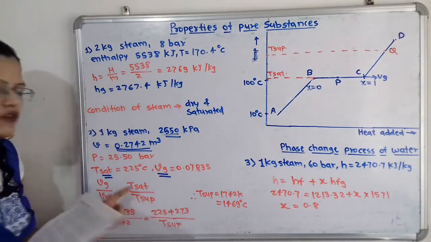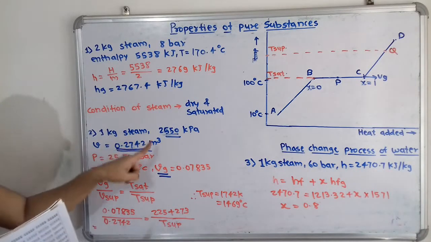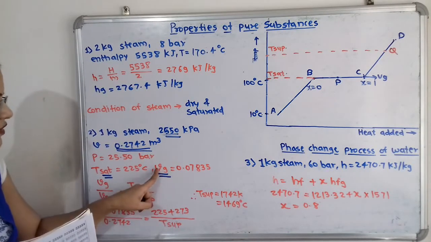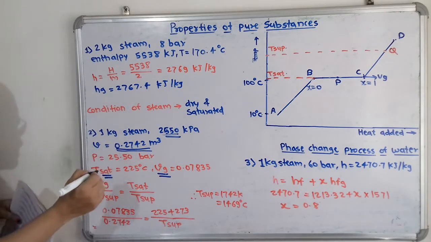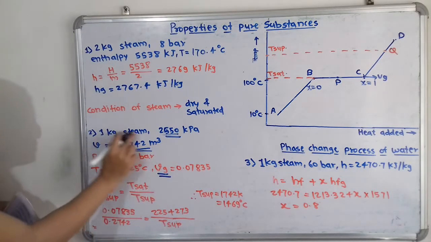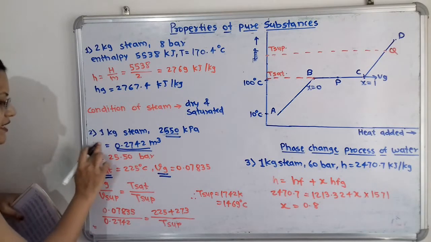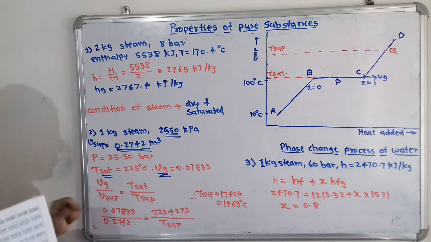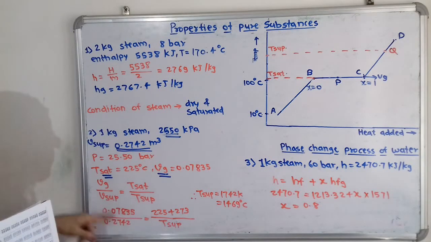So now we will calculate the temperature of the superheated steam. How to calculate? We have the saturated temperature, the specific volume of dry and saturated steam, and this is the volume of superheated steam. When we compare Vg and V, then only we know that this is superheated steam, because the volume is much larger. So this is the specific volume of superheated steam. We have the formula: Vg by V superheated is equal to T saturated by T superheated. Now we will put in the values.